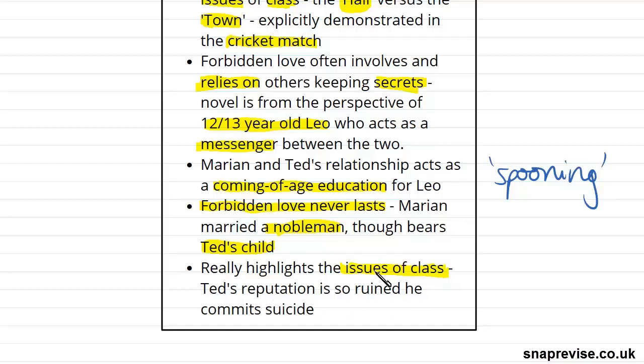And Ted's reputation is so ruined that he commits suicide, another way in which forbidden love never lasts. There is often death involved.